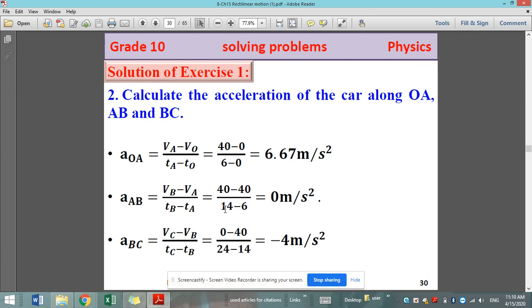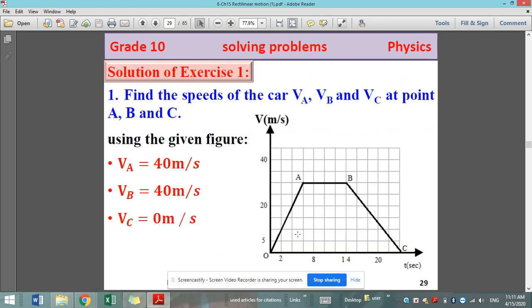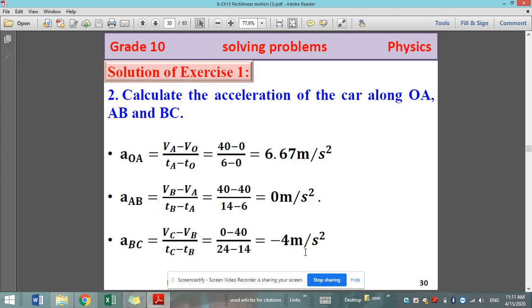So for OA, a is VA minus VO over TA minus TO, 40 minus 0 over 6 minus 0. Why 6? Since the time needed for this phase is 6 seconds. So we get the answer 6.67 meters per second squared.